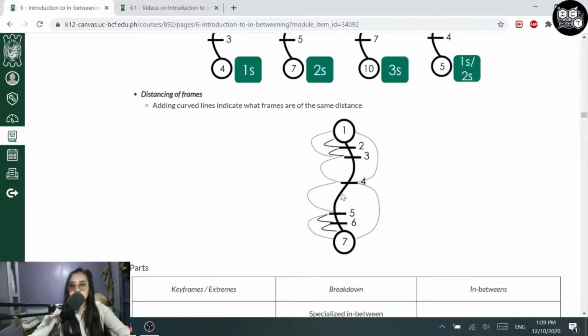And then we have the distancing of the frames. So you might have seen this before. You have your curved lines right here. Your curved lines will determine the distancing between them. So equal spacing means that they have equal speed.